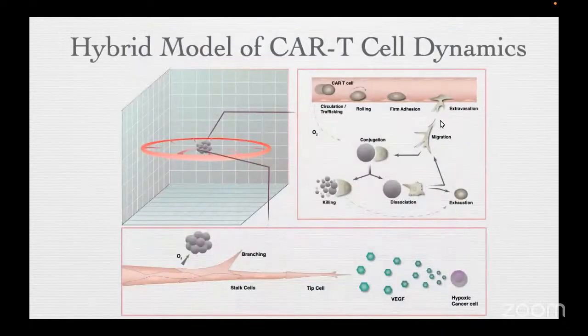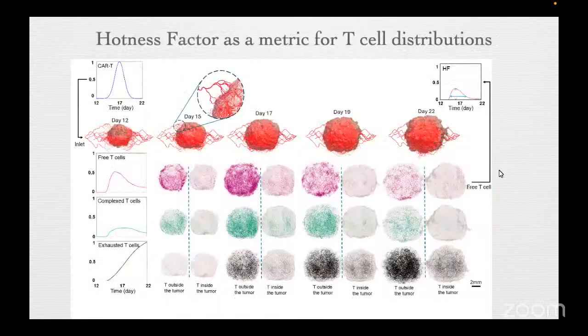So this is just the summary. Cells can come out, conjugate with cancer cells. They can kill them or dissociate. They can become exhausted, or they can come back and kill more cancer cells. We can inject, in this case, CAR T cells into the systemic vasculature with some function, and then keep track of how many free T cells and where they are, complex T cells, exhausted T cells.